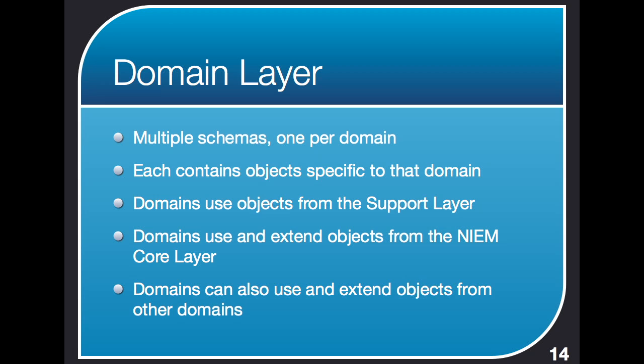As we talked about in the diagram, domains can use objects from the support layer, and in fact they depend on them. That provides the infrastructure. Domains also use and extend objects from NIEM core, but again the reverse is not true. NIEM core does not draw from the domains. And then domains can draw from each other with the caveat that if you draw from another domain, and that other domain updates, that's going to have a potential effect on your domain as well.